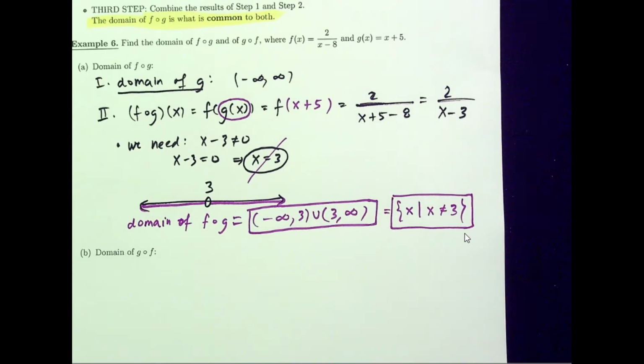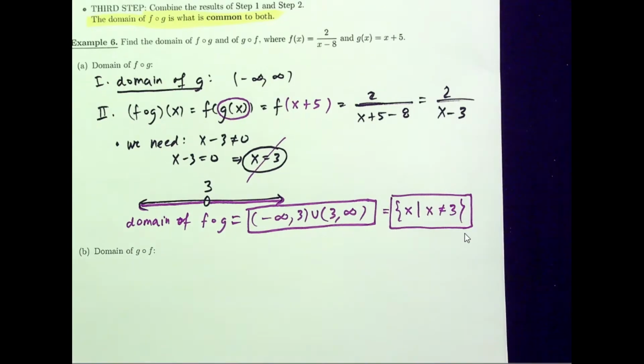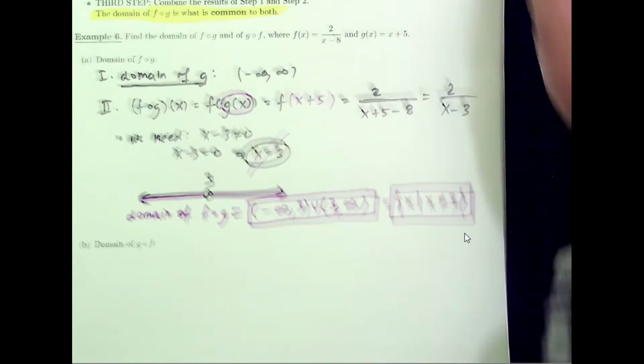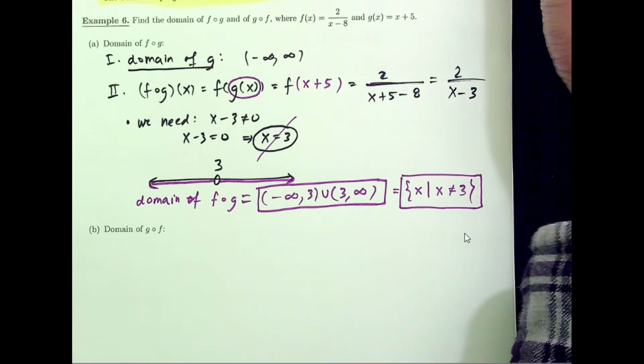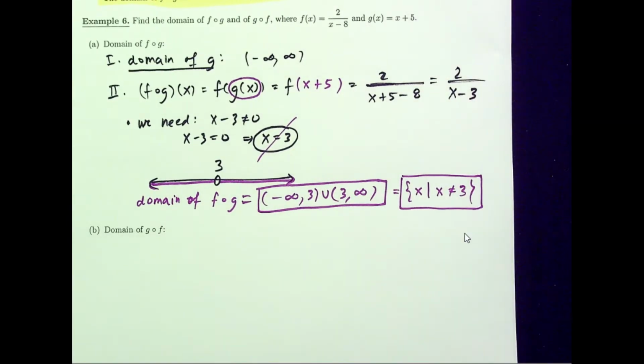You just have to find the domain twice. First of the inside function, and then you find the composition algebraically and simplify it, and then find the domain of that, then put both together. Okay, so let's do the next one. Find the domain of G composed with F.